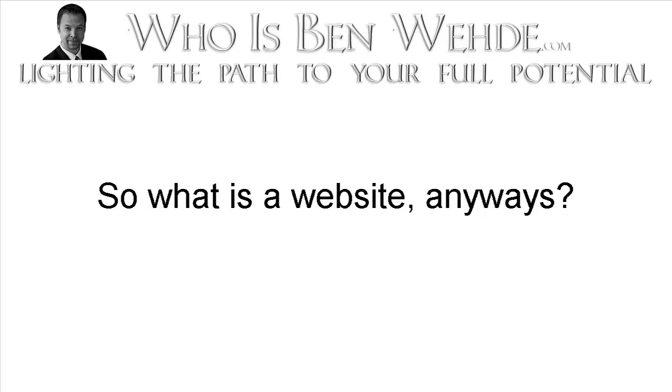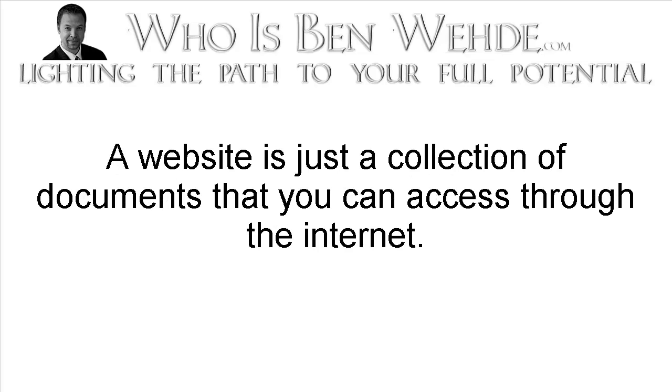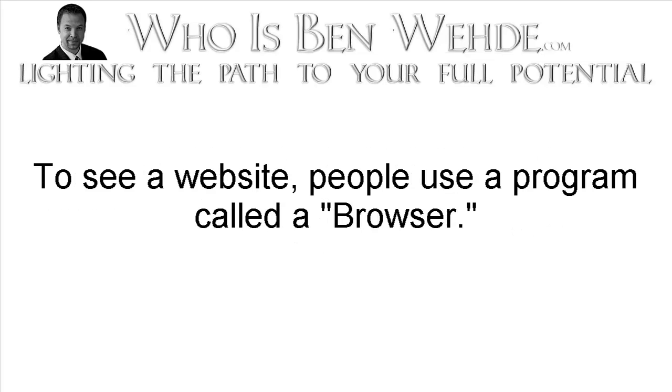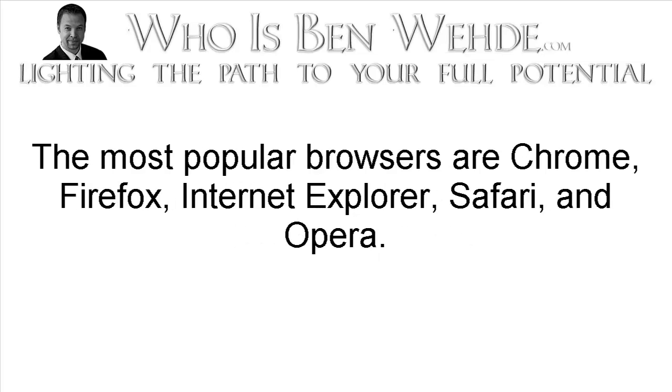So what is a website anyways? We look at them all the time, but what are they? A website is just a collection of documents that you can access through the internet. To see a website, people use a program called a browser. A browser is just a program on a computer that people use to look at information online. The most popular browsers are Chrome, Firefox, Internet Explorer, Safari, and Opera.